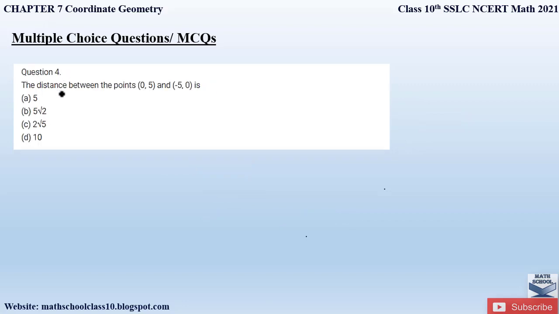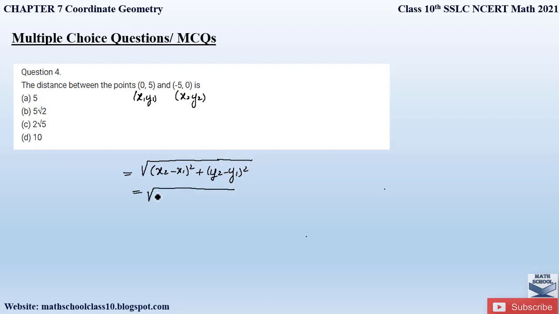Question number 4. The distance between the points (0, 5) and (-5, 0) is. So here again we will apply the distance formula by taking a first point to be (x1, y1) and our second point will be (x2, y2). So what is the distance formula? It is (x2 minus x1) the whole square plus (y2 minus y1) the whole square. Applying the formula here, what is x2 value?